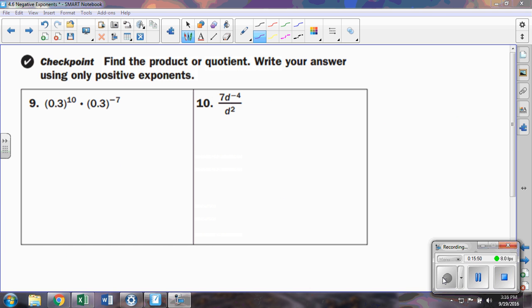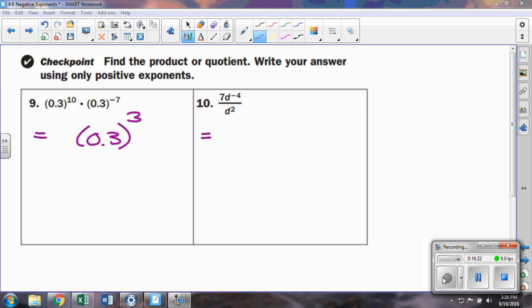All right, so 0.3 to the 10th times 0.3 to the negative 7th. We know that when you multiply bases, the base will stay the same, but then do the exponents. We have to add, so 10 plus negative 7, positive 3. And since we already have a positive exponent, we're done.